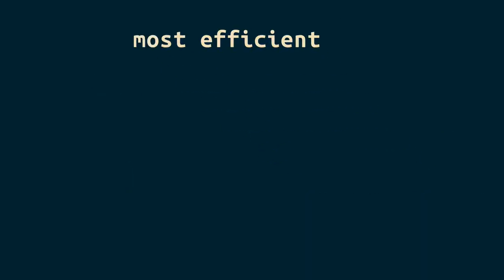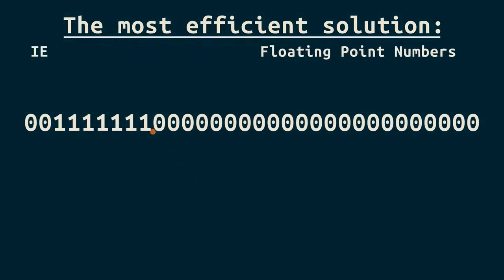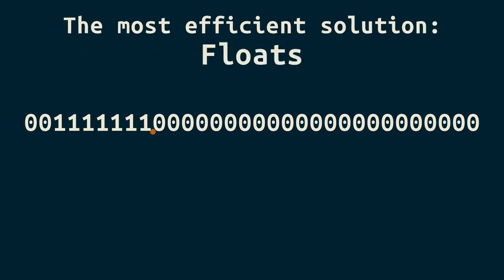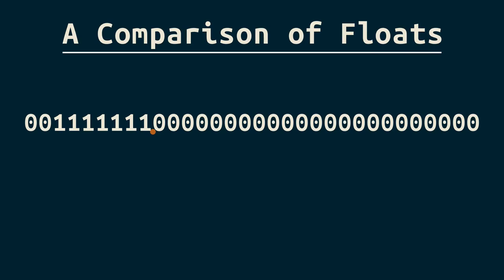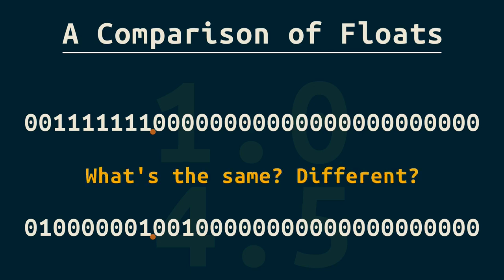The solution is what we call a floating point number. The actual point is here, if you're wondering. Formally, these are IEEE 754 32-bit numbers, but you don't need to remember that. We'll call them floats for short. Let's explore how these work by comparing two numbers, our initial 1.0 and 4.5. Here's 4.5 as a float. What's the same and what's different between these two?